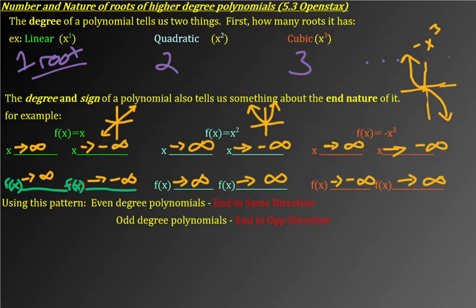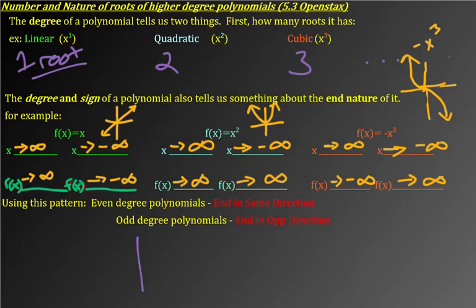If you have an even degree polynomial, they're always going to end in the same direction. For a positive one, they always end up. If it's negative, they always end down. And if it's odd degree, they're always going to end in alternate directions, either pointing up at the right and down on the left, or up on the left and down at the right.